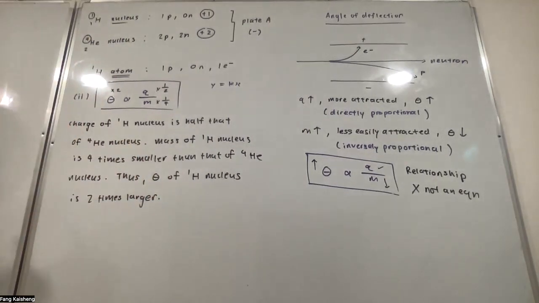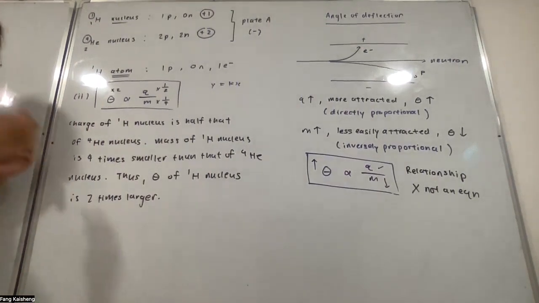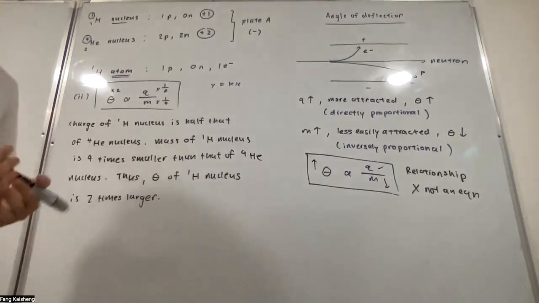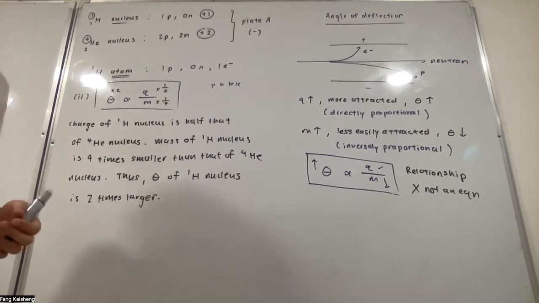So yeah, the explanation itself, right? I know it looks long, right? But honestly, it's just you describing each factor and rounding it up with your angle of deflection. That's pretty much it.